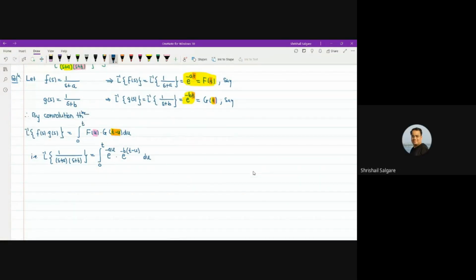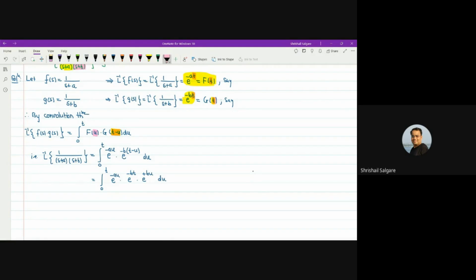Now, this one I will write: integral 0 to t, e to the power minus au into e to the power minus bt into e to the power plus bu, du. What I did here? I am separating the term.